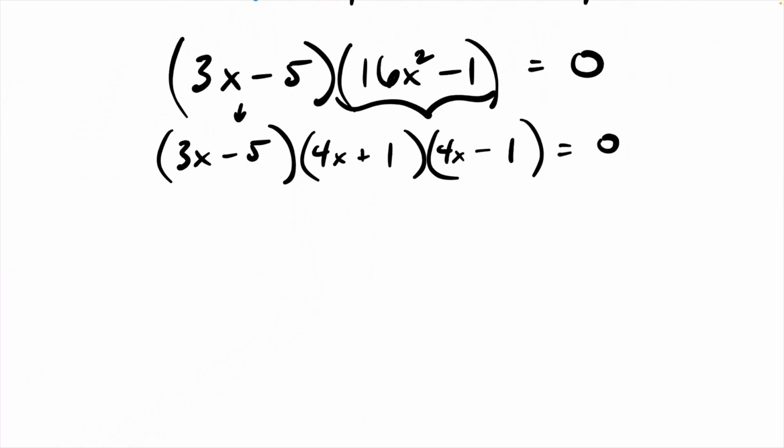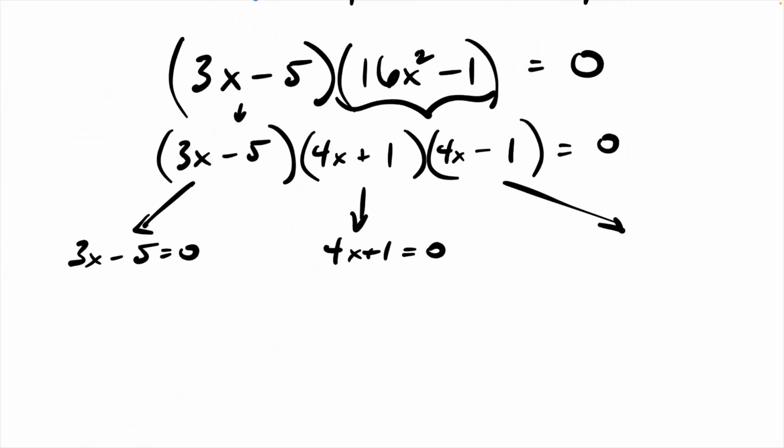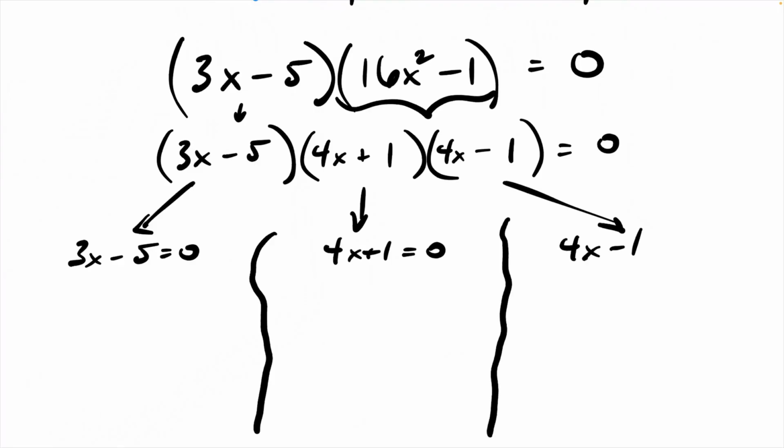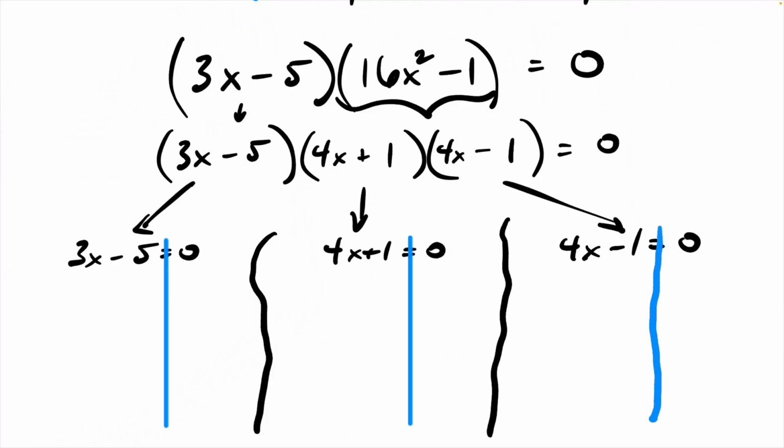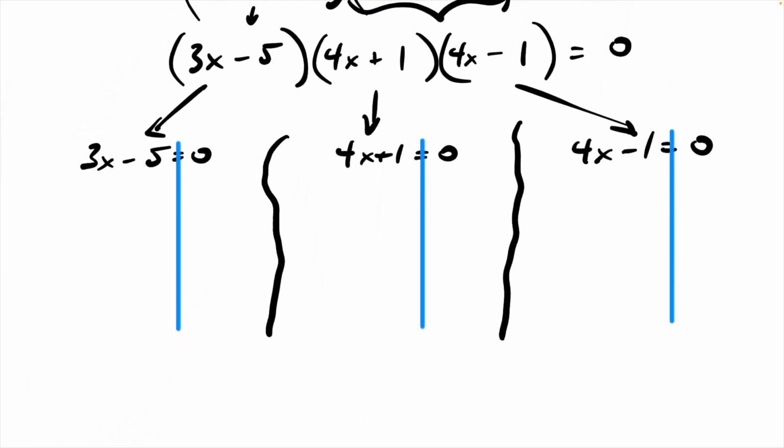So because it says solve, now we need solutions. We're going to get 3 answers. Where am I going to get them from? Here, here, and here. So set them all equal to 0. Okay, we're going to get 3 answers this time. Okay, so I'm going to add 5 to both sides.